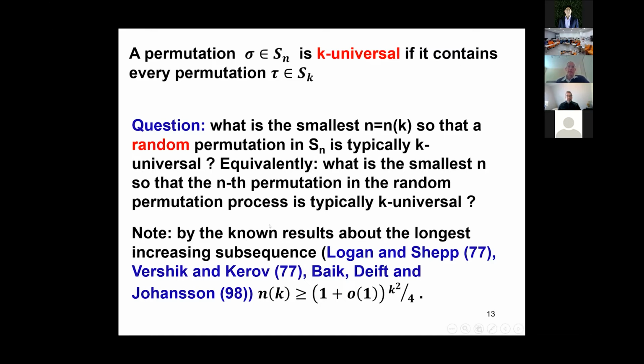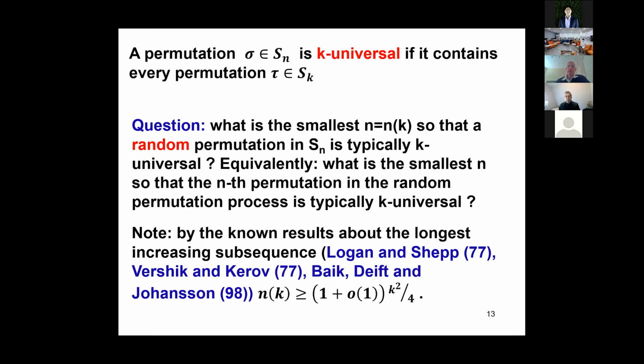And one thing to observe is by the known results about the longest increasing subsequence. So there are very detailed results about the longest increasing subsequence, about the distribution, about this Tracy-Widom distribution. So they started with Logan and Shepp and Vershik and Kerov, and then the main breakthrough was by Baik, Deift, and Johansson. So we know that the longest increasing subsequence with high probability in a permutation of length n is roughly of size 2 square root n, and that says that n of k, in order for it to contain an increasing sequence of length k, should be at least something like k squared over 4. So this would be a lower bound.